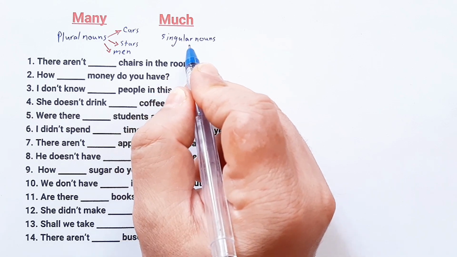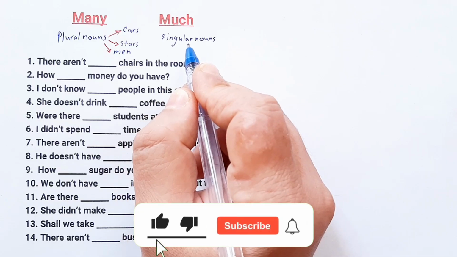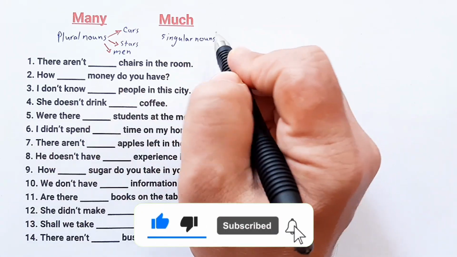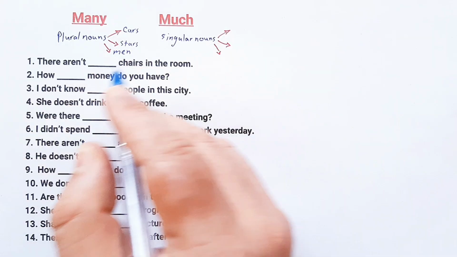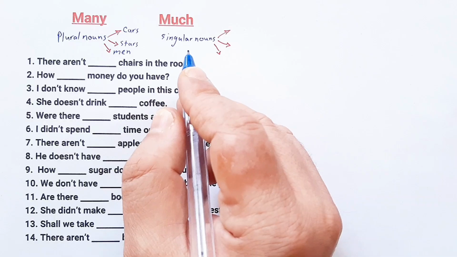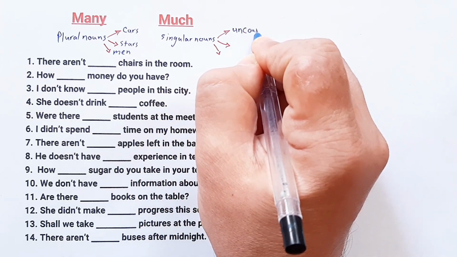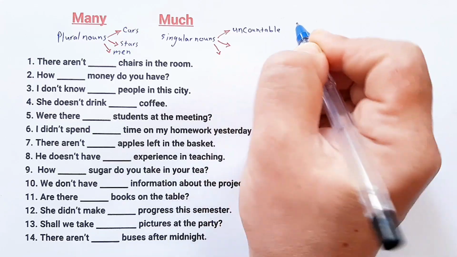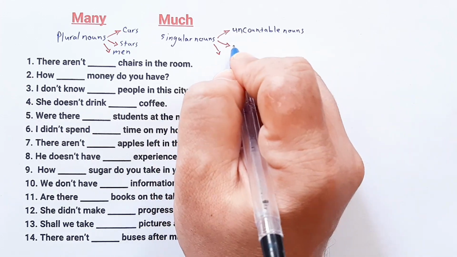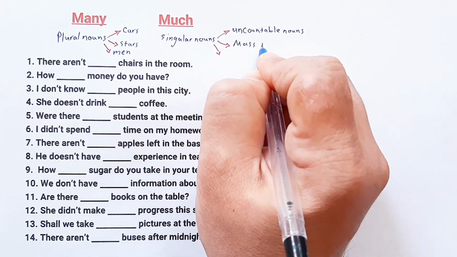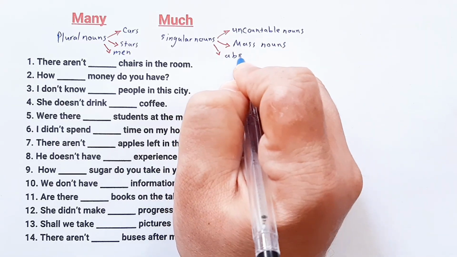Singular noun is a word that refers to one place, one thing, one person, or one idea. We have several kinds of singular nouns, such as uncountable nouns, mass nouns, and abstract nouns.